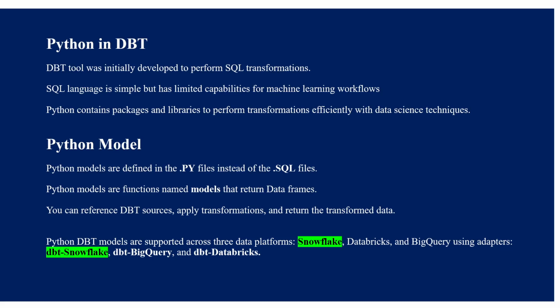Python models are functions, named model, that return data frames. You can reference DBT sources, apply transformations, and return the transformed data. Python DBT models are supported across 3 data platforms, and the focus today will be on Snowflake.